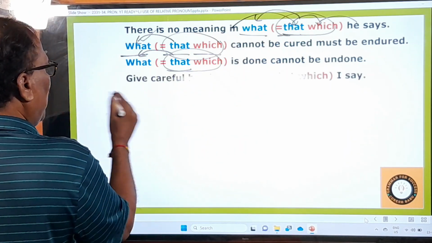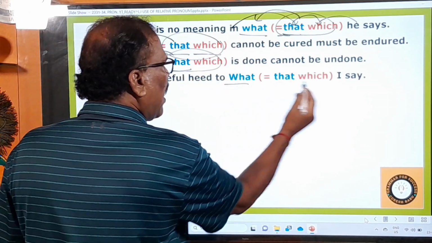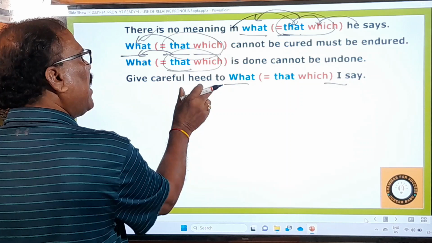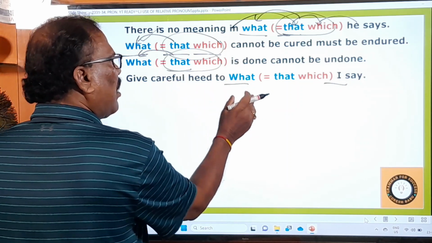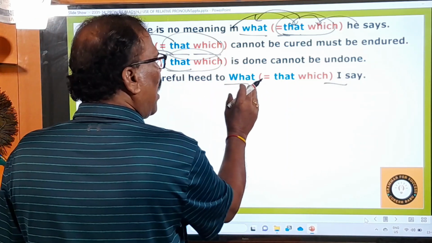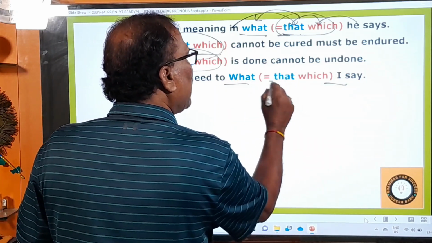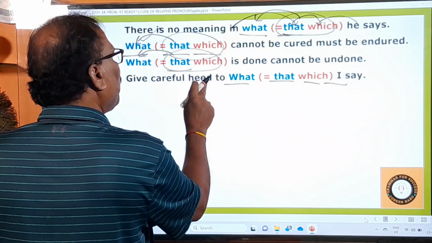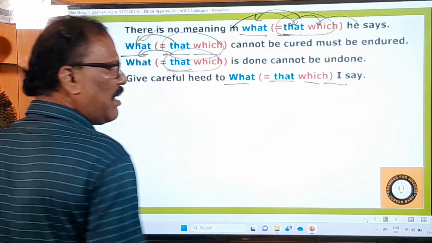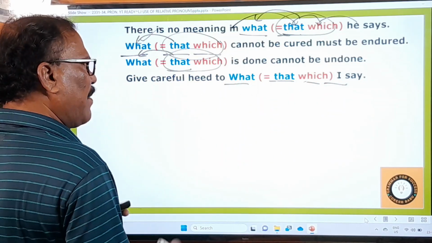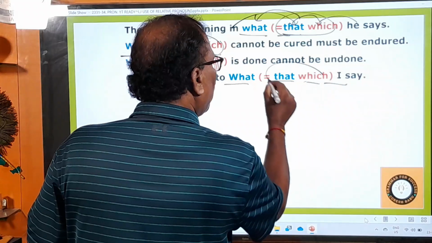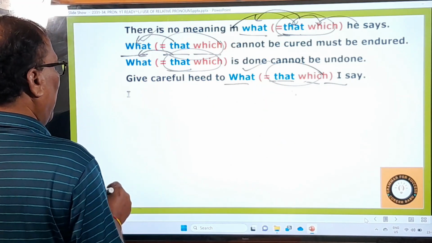And here you see: give careful heed to what I say. Give careful heed to what? Take care about what I say. So "what" means "that which". Give careful heed to that which I say, which I say or you say. So here, instead of "that which", these two things, we have used "what". And you go to the next one.